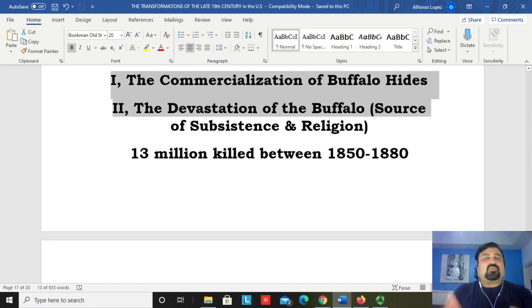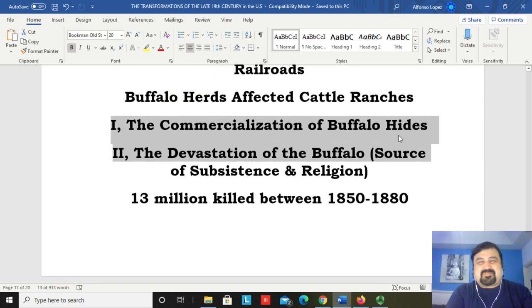Okay, so again, what is going to push the Native Americans into the reservation is precisely that the food supply, this source of nourishment and sustenance that had sustained the livelihood of those Native American groups for thousands of years, is going to almost disappear. The buffalo population is going to almost become extinct. From 13 million that existed in 1850, we're going to see just a few thousand left by 1880. Again, this is just mind-boggling.